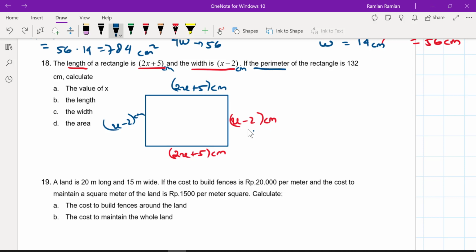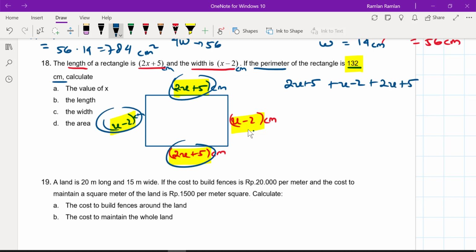Okay, now it said that the perimeter of the rectangle is 132 centimeters. So basically it's the same thing like before. If you're talking about perimeter, you only need to add all of the side lengths. So this plus this plus this plus this equals 132. That's it, right? So let's just write down the algebraic equation. That will be 2x plus 5 from here, and then plus x minus 2 from here, and plus 2x plus 5 from here, and then plus x minus 2 from here. That'll be equal to 132.